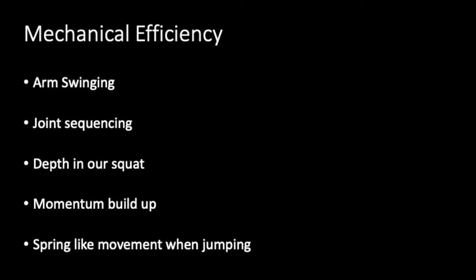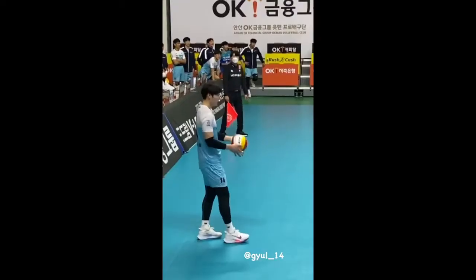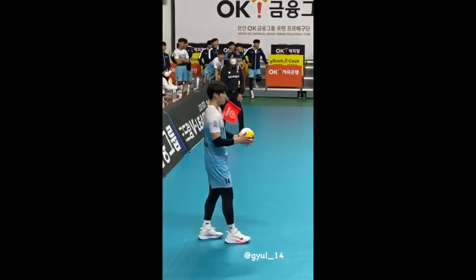Question 3 is how to increase our vertical jump. The first way to improve our vertical jump is through an improvement in our mechanical efficiency. We can use a combination of arm swinging, better joint sequencing, the depth in which we squat, the momentum we build, and treating our vertical jump like loading and unloading like a spring. This movement is a combination of an eccentric phase and concentric phase. The eccentric phase is the stretching and the concentric phase is the contracting. The concept of loading and unloading like a spring in jump form can be seen here.